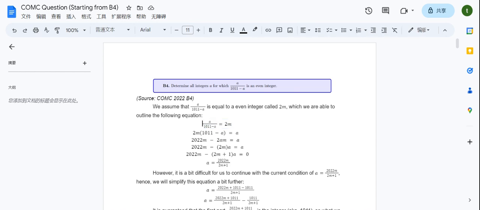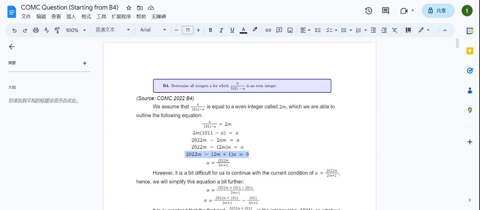Then we expand this, and we obtain 2022m, because it's 2m times 1011, and 2am, 2m times a, is equal to a. Next, we can rewrite this in another format. This minus this is this, for better presentation purposes. And we combine 2ma and a to get this equation.